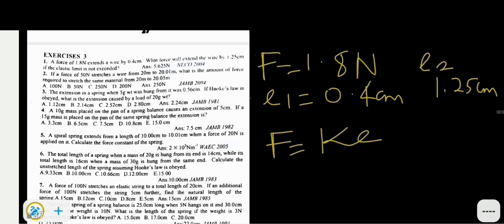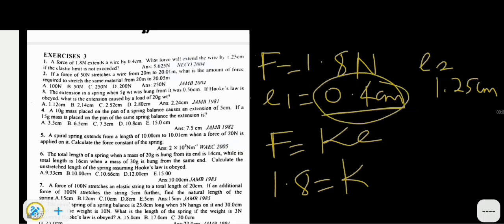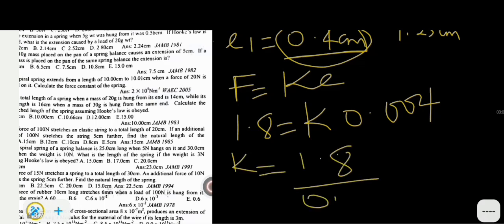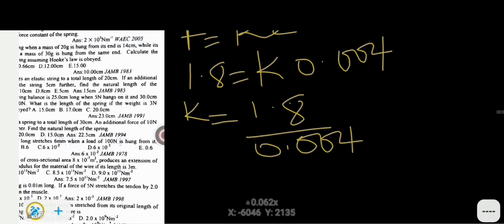We have F equals KE, so 1.8 equals K times E. E is 0.4 cm, but you must convert it to meters first before you use it, so you divide this value by 100. You're going to get 0.004. So from here you can find K. K is 1.8 divided by 0.004. This K, you can just leave it like this instead of evaluating it.